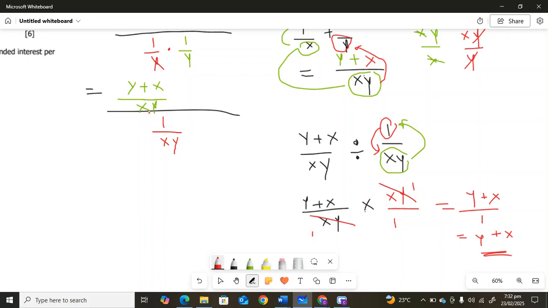So here it's just the same as you cross out this xy, you cross out this xy, and you remain with y plus x over 1, and that is your answer. If you want, you can write it x plus y, or y plus x, nothing changes. So that is the first answer to the question.